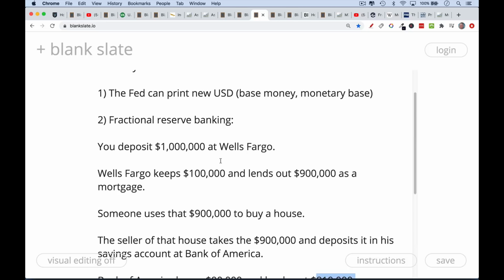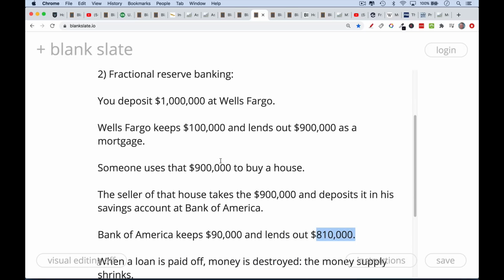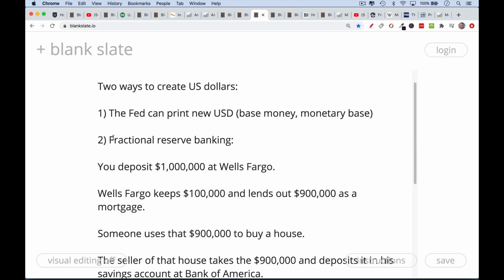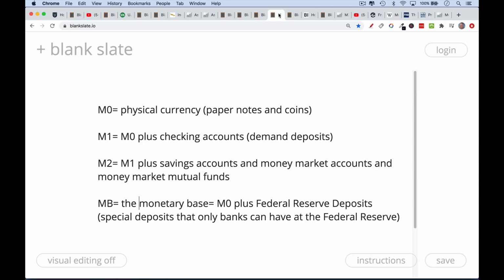Now, what happens in reverse? Well, when banks are lending, it increases the money supply, as we've seen. When debt is being paid off, the money supply is shrinking. So when a loan is paid off, money is actually destroyed. Let's say someone takes $900,000 out of their savings account and pays off the debt, and the debt is gone, and the $900,000 is gone. And so this is how the money supply expands and shrinks. And when the U.S. financial system, when the banks are not doing a lot of lending, this is one reason the Fed steps in and prints new money.